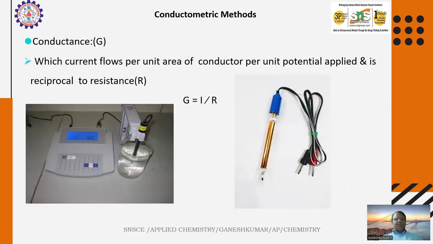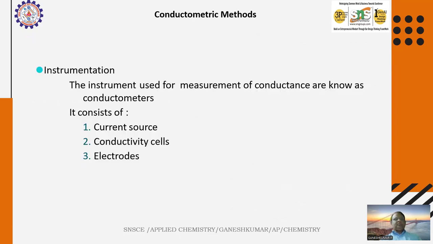So this is the conductometer, where a conductivity cell is represented here. What is conductance G? It is the current that flows per unit area of the conductor per unit potential applied, and is reciprocal to the resistance R. In the instrument, we have a current source, conductivity cells, and electrodes.